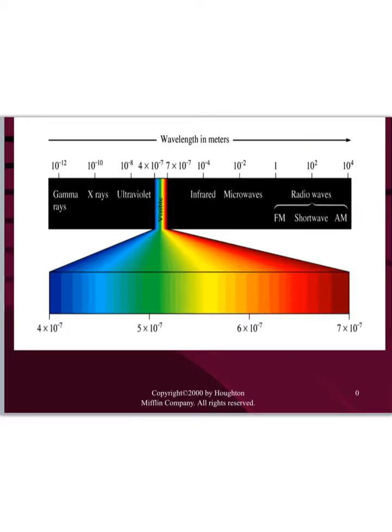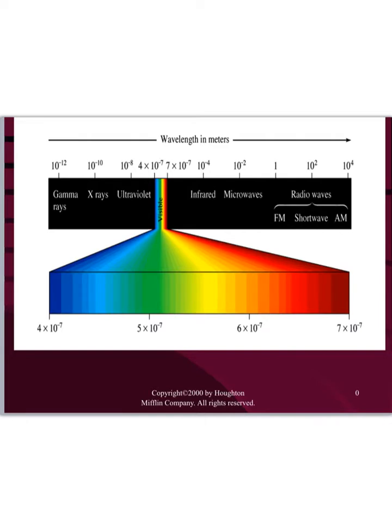All right, so here is a picture of your electromagnetic spectrum. Notice what the diagram is telling you. This is the wavelength in meters. This is 10 to the -12 here, and this is 10 to the 4th here. So the waves on this side are longer. The waves on the left here are shorter.